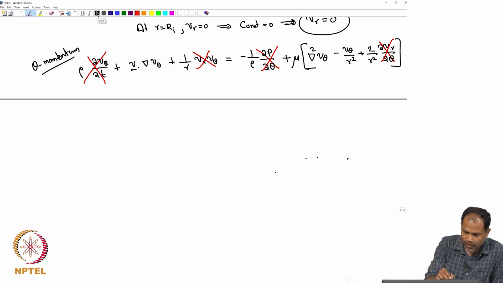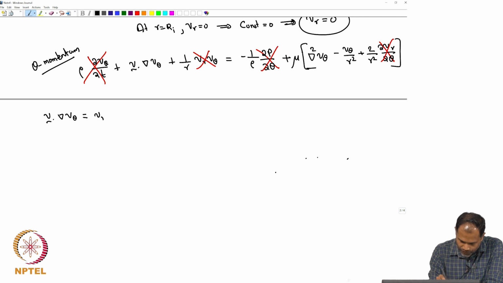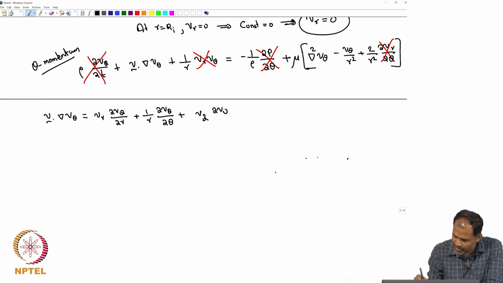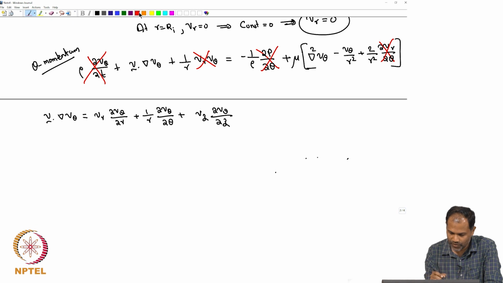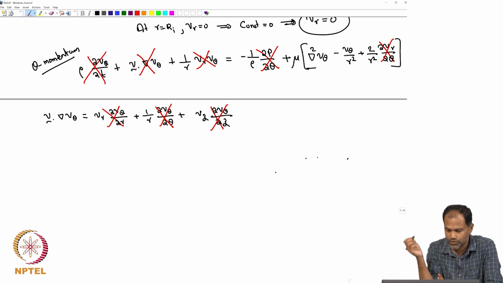So, again I look at standard textbooks and look at what is v dot grad v theta. It is V r into dou v theta by dou r plus 1 over r del v theta by del theta plus v z del v theta by del z. Now, V r is 0, by definition del by del theta of any quantity is 0, and we have V z equal to 0. In other words, v dot grad v theta is also 0 for our system.